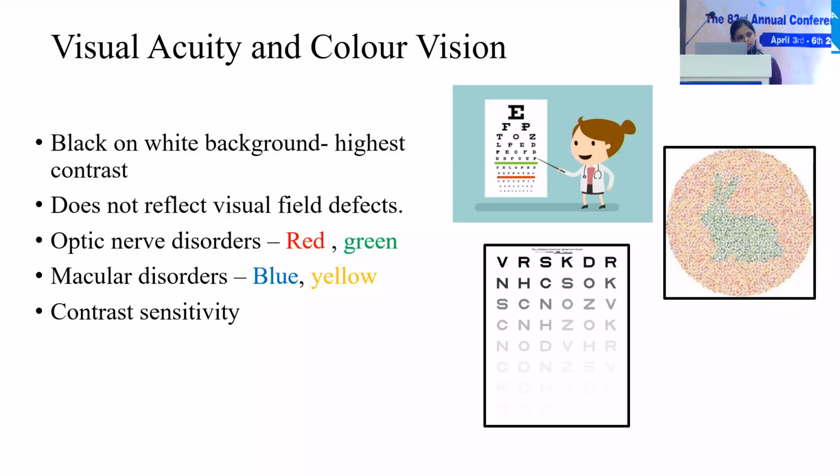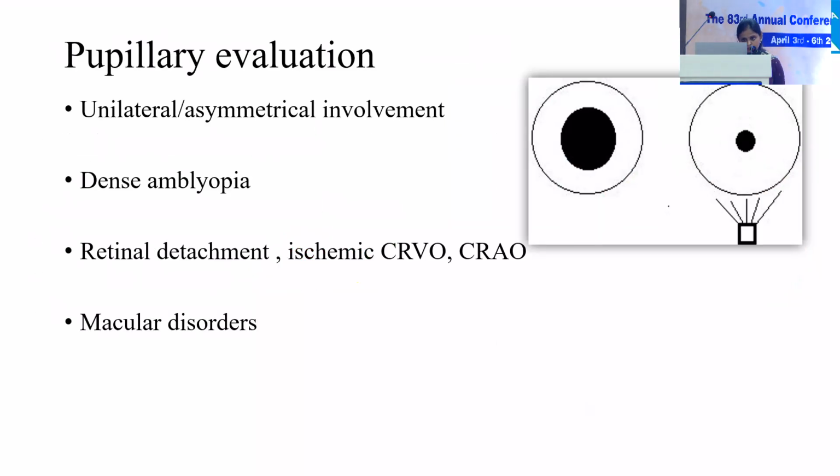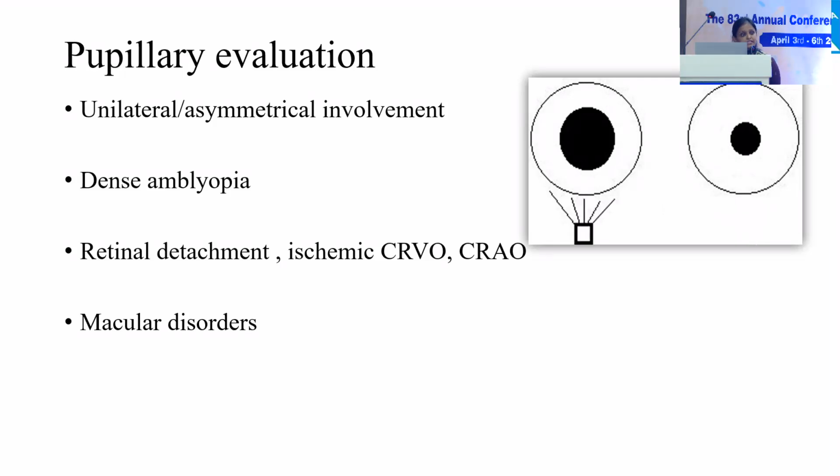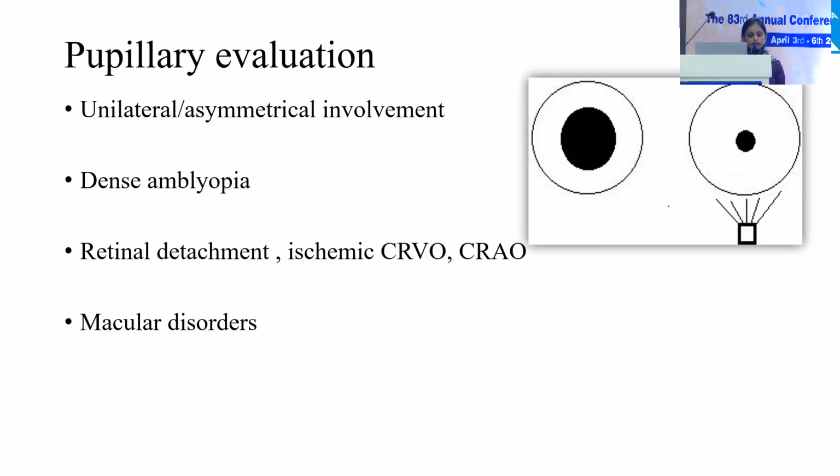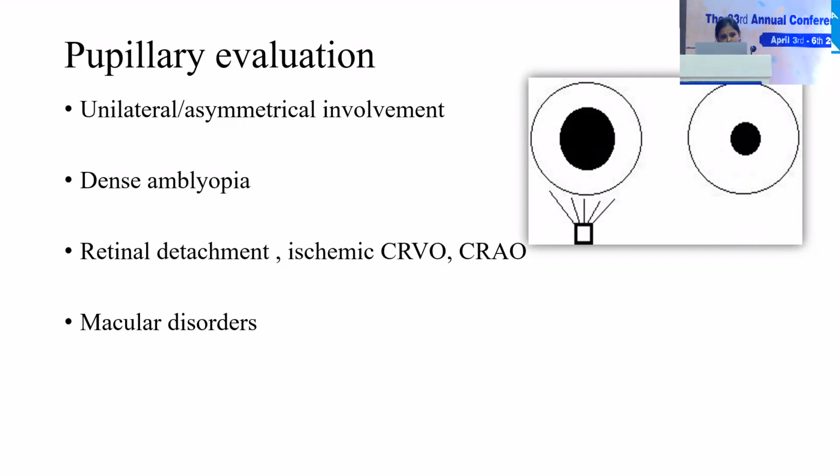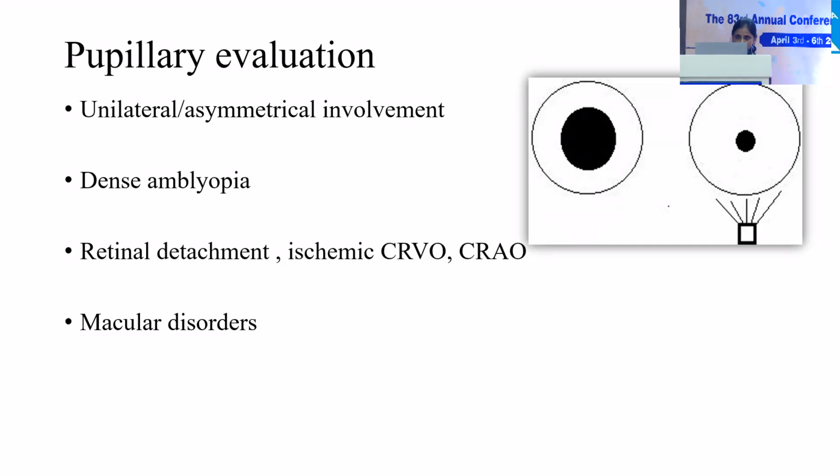Contrast sensitivity, which is a higher order test, can be tested by the Pelli-Robson chart. Pupillary evaluation is mainly identification of the presence or absence of RAPD. There are certain non-neuro-ophthalmic conditions where RAPD can still be present, such as dense amblyopia, retinal detachment, and retinal vascular occlusions.